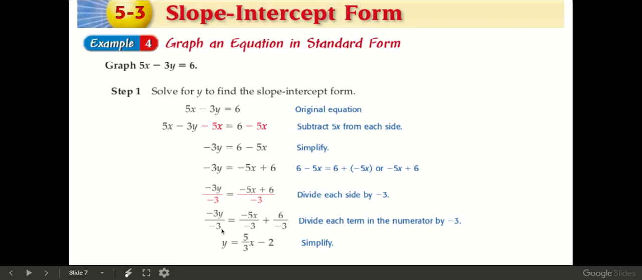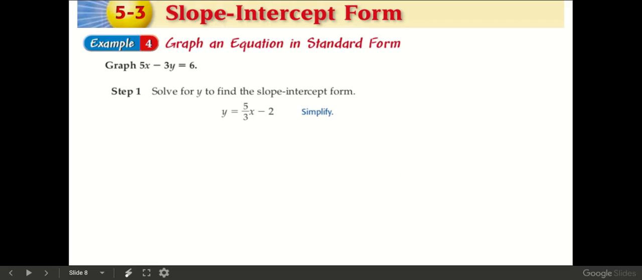So this would be the slope-intercept form of this equation. Y equals 5/3 x minus 2. So now it's in slope-intercept form. Now I can take this equation that I've simplified and graph it just like I did in the last problem. All I need to do is utilize the slope and the y-intercept.